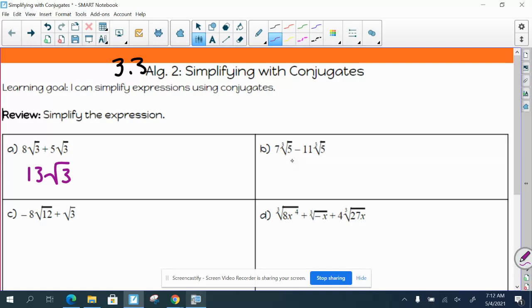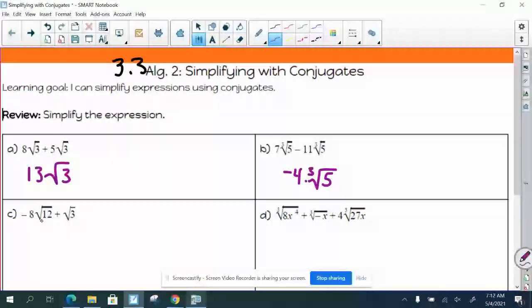Okay, so for this one, they're both the cube root of 5. So we're good here. We can say that this is negative 4 cube root of 5. And then you wouldn't change what's under the radical either if you're subtracting them, kind of like how exponents work too, because radicals are just a different form of exponents.